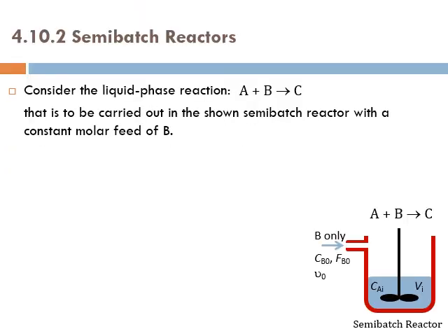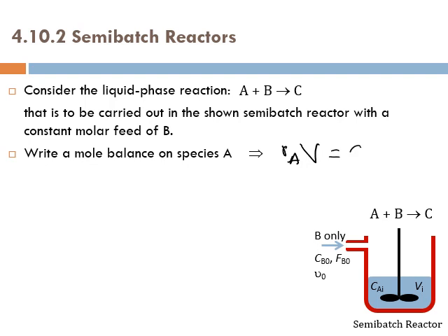Right. So let's consider the liquid phase reaction A plus B gives you C, that is to be carried out in the shown semi-batch reactor with a constant molar feed of B. So let's write a mole balance on species A. Of course, looking at A, we don't have A input, we don't have A output, so we have only generation of A. Therefore, we have RA times V equals the accumulation of A, which is dNA by dt.